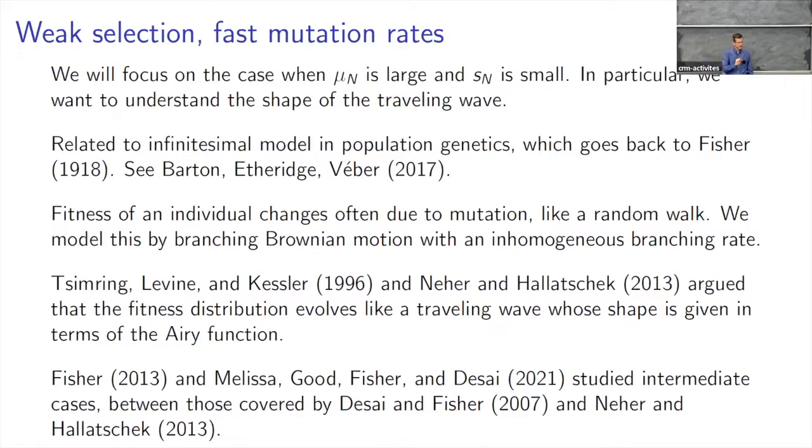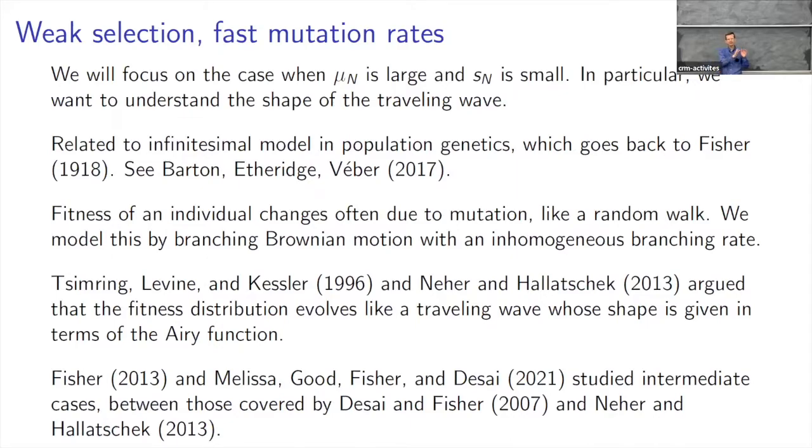So in this case, when the mutation rate is large and the selection parameter is small, we can think of the fitness of an individual as changing over time like a random walk. The fitness of the individual changes as different mutations appear, and so it's moving over time like a random walk. And because there are many different mutations, each of which has only a small effect on fitness, this random walk should be well approximated by Brownian motion.